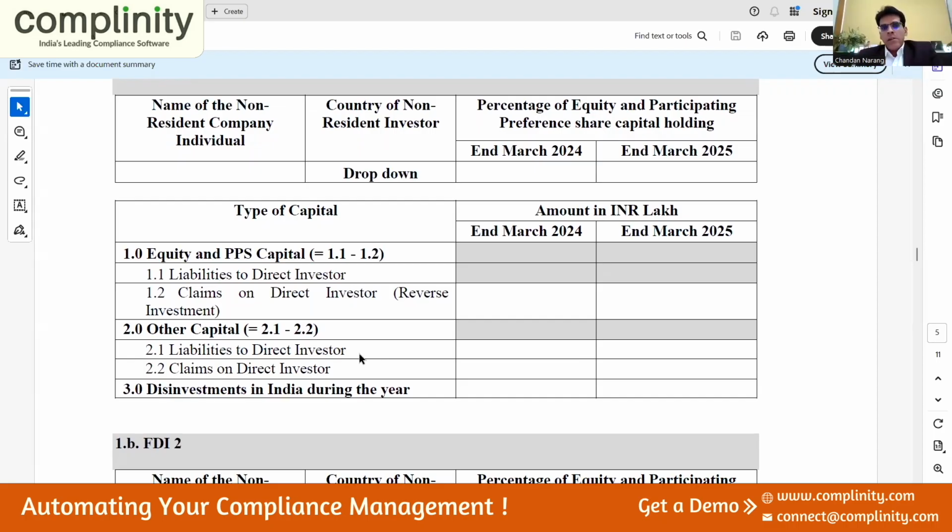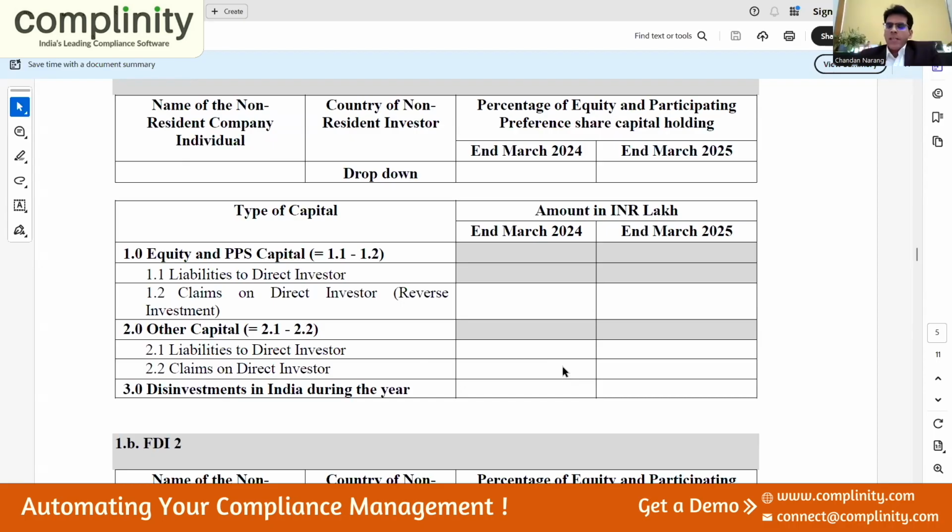Then other capital liabilities to direct investors. In case there are any other liabilities to direct investors, for example, your investor has got equity shareholding in your company and non-participating preference shares. Participating preference shares come at the top itself, but non-participating preference shares will come as other liabilities or other capital. Or your investor is holding CCDs, NCDs, has given any loan to your company, or there are any trade receivables, trade credits, etc. All those numbers will come here. You'll have to aggregate the overall liability to the direct investor, and you need to put in the number here.